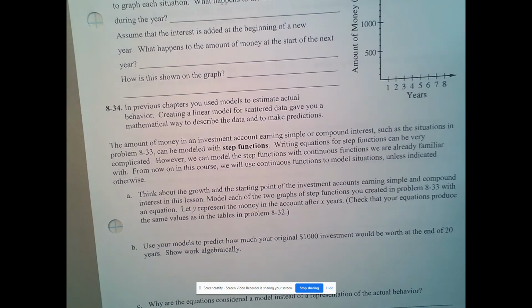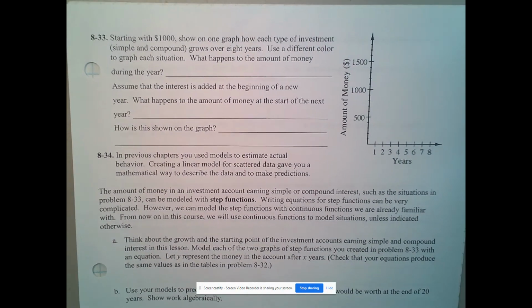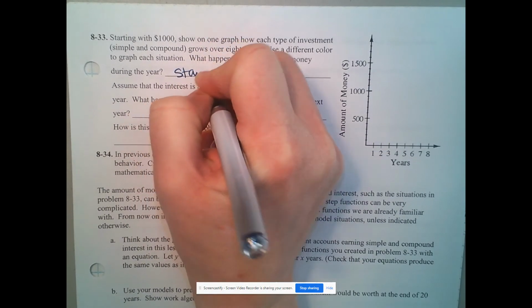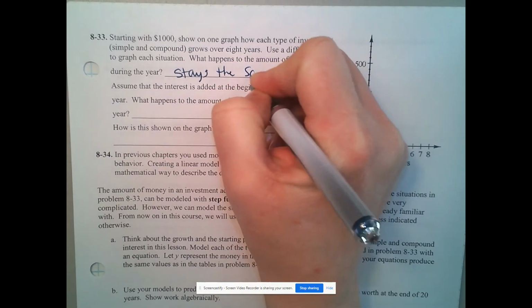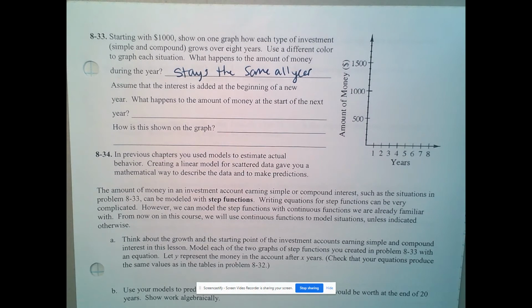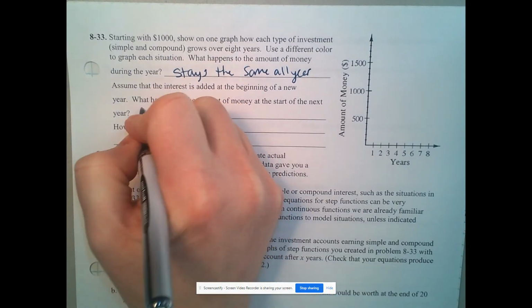Now, there's a question here about graphing. It says, starting with $1,000, show on one graph how each type of investment, simple or compound, grows over 8 years. Use a different color to graph each situation. What happens to the amount of money during the year? So during the year, if you're at year 6 and 52 days, it's the same as when you were at year 6 and 1 day. So it stays the same all year long. Assume that the interest is added at the beginning of a new year. What happens to the amount of money at the start of the next year? That's when the increase is added.